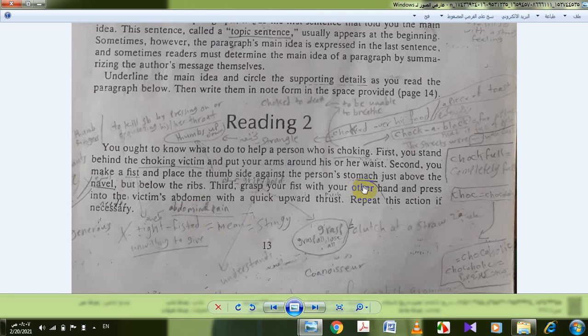Here, third, grasp your fist with your other hand and press into the victim's abdomen. Grasp means grip or hold. If you grasp, for example, I cannot grasp anything of what he has just said. Grasp here, according to the sentence I've just said, means understand. Have you grasped anything of what he has just said? It means have you understood anything? To grasp something means to understand. So third, grasp your fist with your other hand. Here it means hold or grip.